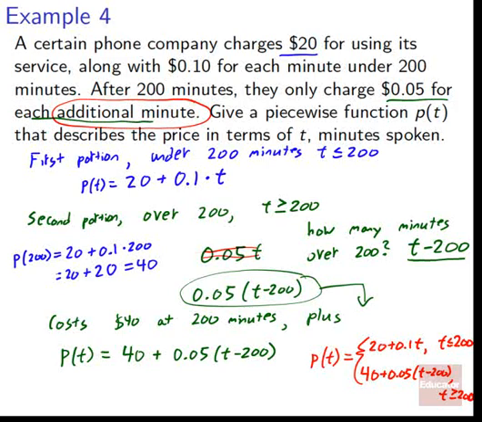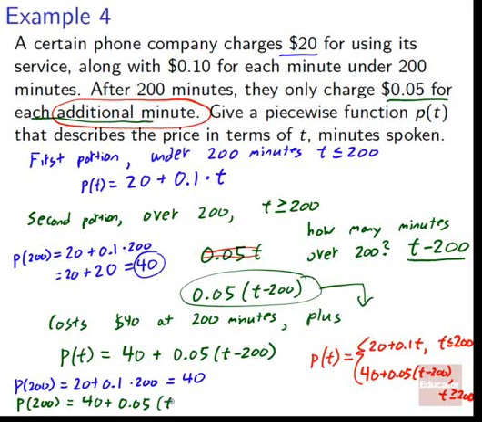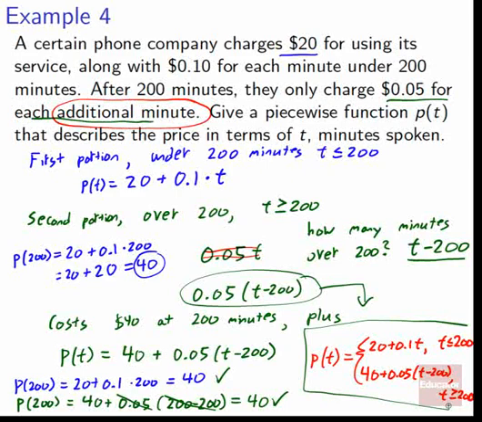So we can check this, and make sure that indeed P of 200 is equal to 20 plus 0.1 times 200. We already did this before. It was $40. And let's check and make sure that the second portion, P of 200, would agree: 40 plus 0.05 times the minutes over 200. So that's 200 minus 200. Hey, that's just zero, so that cancels out the 0.05, so we get 40. So those two things check, and our function price with respect to time makes perfect sense.